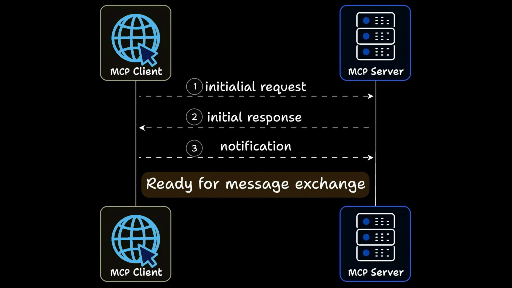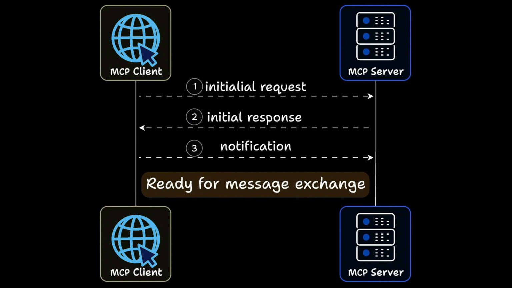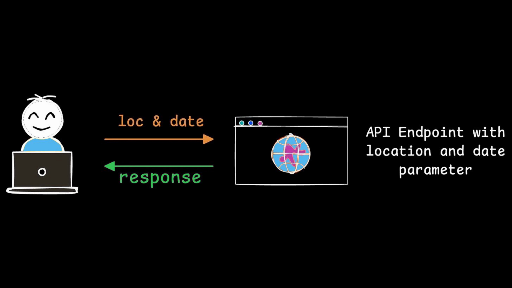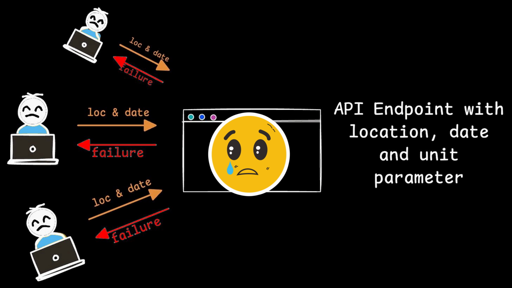Now that we understand the MCP server, let's see how the client and server actually communicate. The MCP client sends a request asking the server what it can do. The MCP server replies with details about its available tools, resources, and prompts. In a standard API setup, developers must hard-code parameters. For example, a weather API may initially require location and date. But what if you later introduce a unit parameter, Celsius or Fahrenheit? Every user must update their code, or their requests might break.